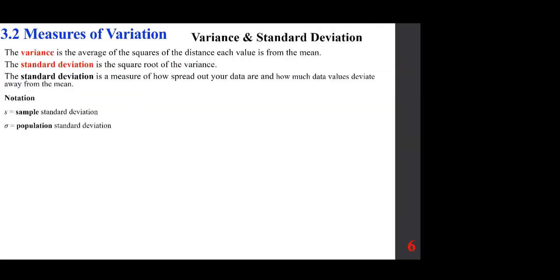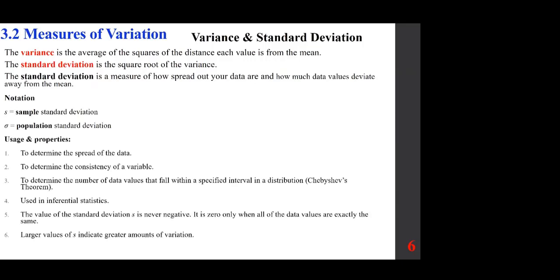The next topic is the idea of a variance. The variance is the average of the squares of the distance each value is from the mean. The standard deviation is the square root of the variance. The standard deviation is a measure of how spread out your data are and how much data values deviate away from the mean. What we are normally interested in is the standard deviation, not the variance, but we need the variance to get to the standard deviation. As far as the notation, S represents the standard deviation for a sample, and sigma represents the population standard deviation.